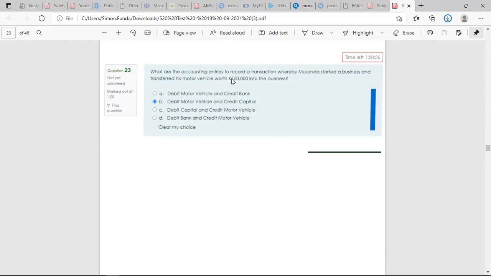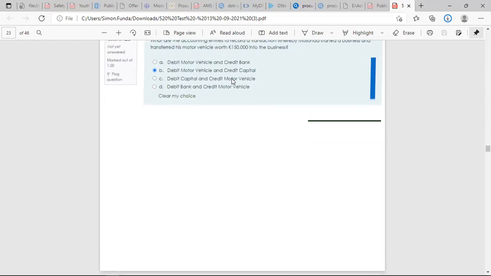And this capital, what type of capital is it? Is it cash? Is it a motor vehicle? Is it an equipment? So it is a motor vehicle. So meaning that motor vehicle and capital accounts are affected, are supposed to be opened. As usual, a motor vehicle is an asset which maintains a debit balance. So you debit the motor vehicle account and you credit the capital. So B is the correct answer.